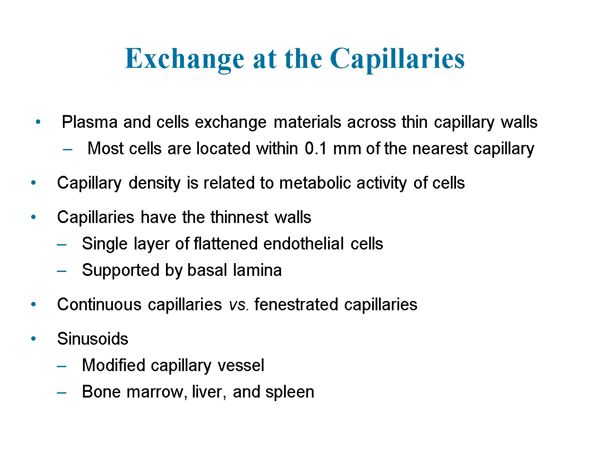Another specialized type is the sinusoid, a modified capillary vessel found in the bone marrow, liver, and spleen. Sinusoids have larger openings that allow the exchange of larger molecules, including blood cells, making them essential for immune function and blood cell production. Through these specialized structures, capillaries efficiently regulate the exchange of substances, ensuring that tissues receive the oxygen and nutrients they need while removing metabolic waste.